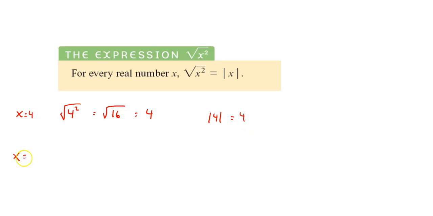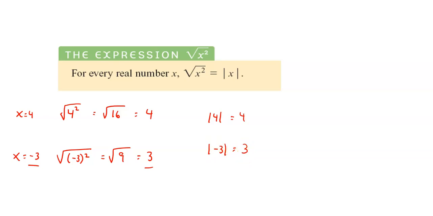What if I used x equals negative 3? What is the square root of negative 3 squared? Well, the first thing I would do is square negative 3. So negative 3 times negative 3 is 9. Square root of 9 is 3. So I put in a negative 3, I got out a positive 3. Isn't that what happens with absolute values? I put in a negative 3, and I get out a positive 3.